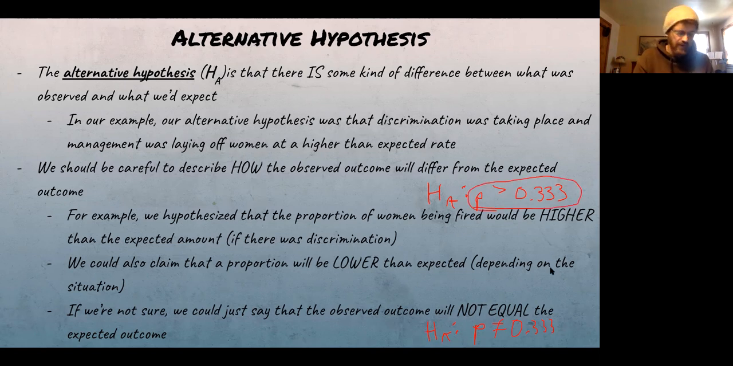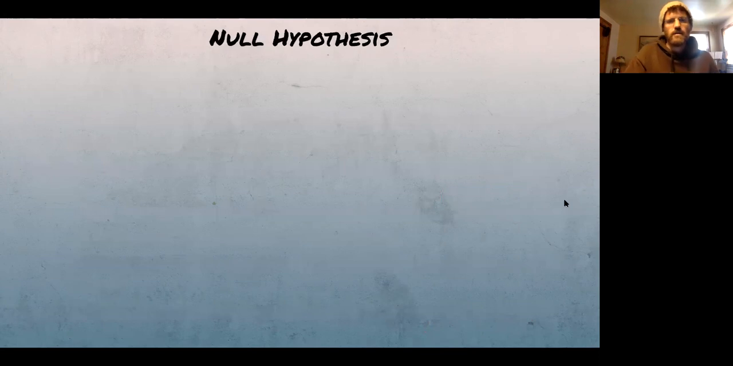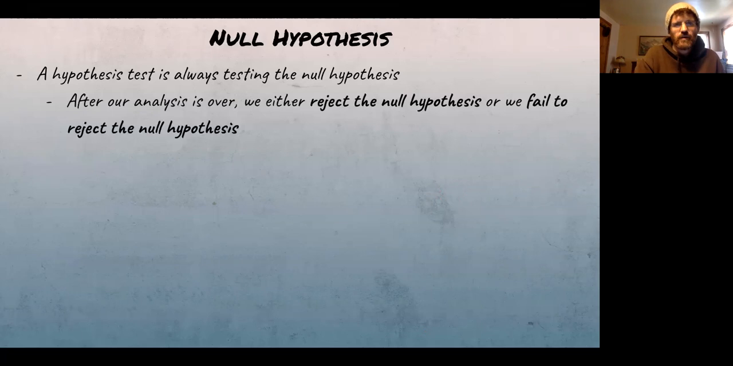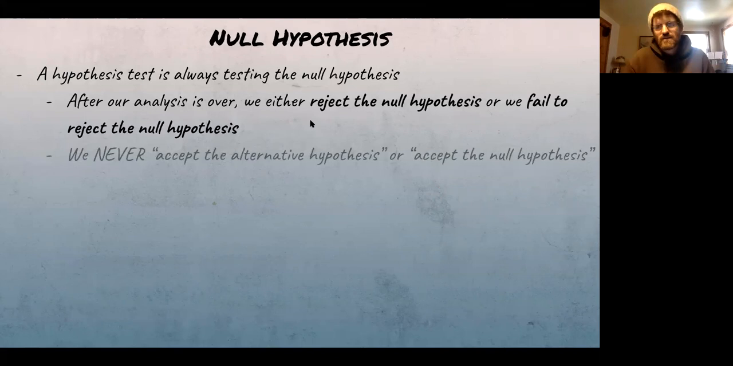So again, this might not completely click for you today, but it will make sense as we go through quite a few examples over the next few weeks. Okay, so the hypothesis test is always testing the null hypothesis. And when we are done with our calculations, we can either reject the null hypothesis or fail to reject the null hypothesis. Okay, and those are the only things. We never accept the null. We never accept a hypothesis. We either reject the null or fail to reject the null.